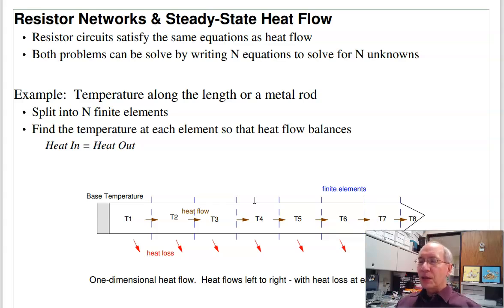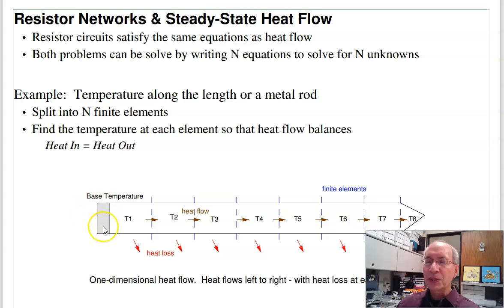One thing about resistor circuits. Resistor circuits are used in electrical engineering. They're also used in mechanical engineering. Resistor circuits can model heat flow. Resistor circuits satisfy the same equations as heat flow, and both problems can be solved by writing n equations for n unknowns. For example, suppose I have a one-dimensional metal bar, like a soldering iron.